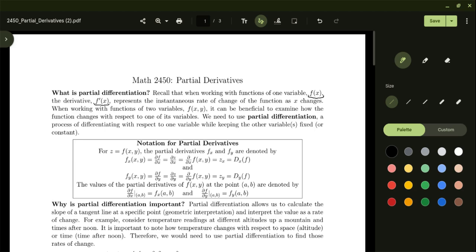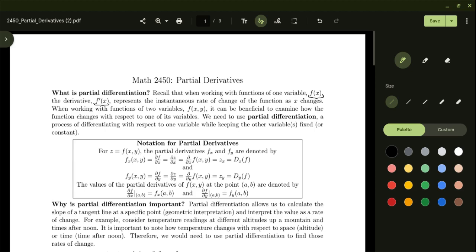Now, when we're working with these functions of two variables that are of the form f of x, y, it's going to be very helpful for us to examine how the function changes with respect to just one of its variables. And this is where we're actually going to need to use partial differentiation, which, to partial differentiate, we are differentiating with respect to one of the variables and keeping the other variable fixed.